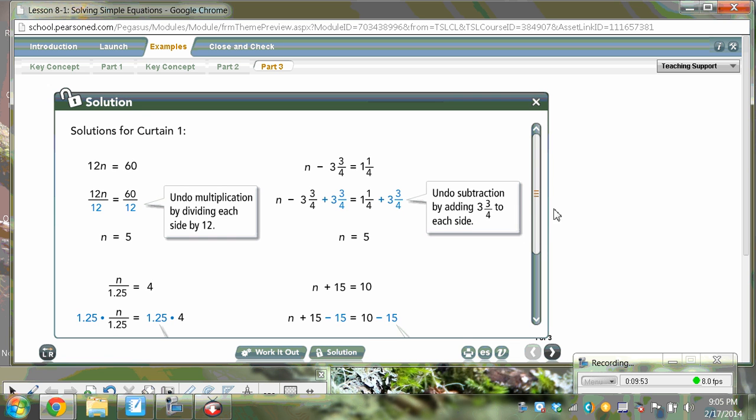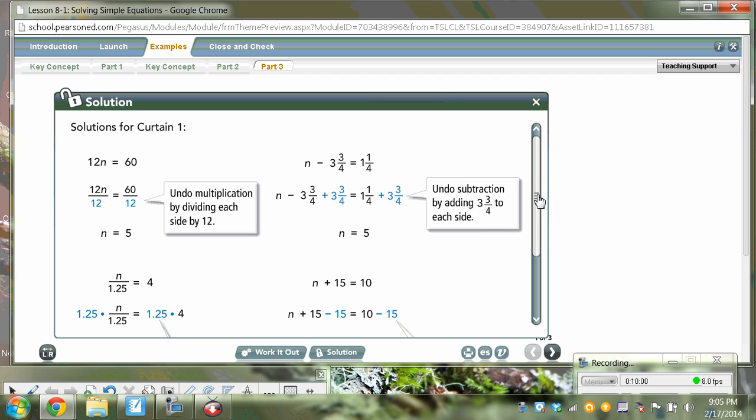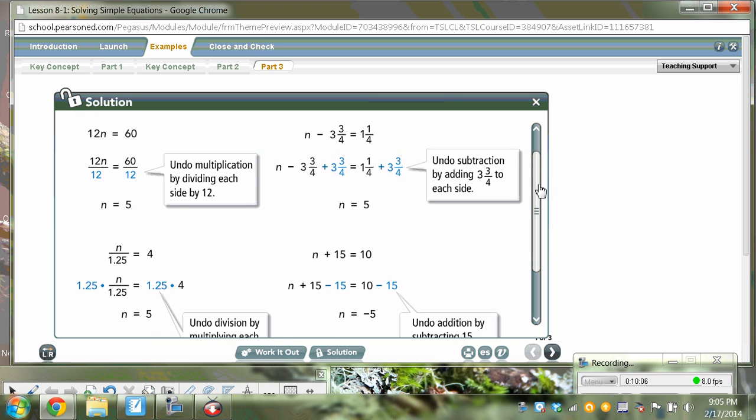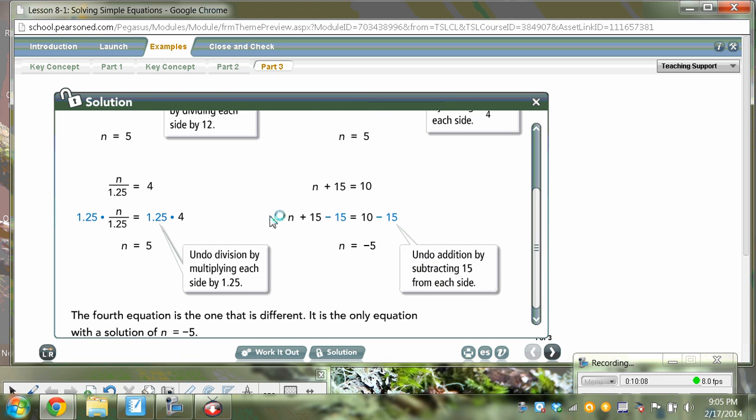Okay, so did you get n equals 5 for the first one? And the second one, double check to see, did you do the right things? Were you dividing by 12? Were you adding by 3 and 3/4 where you needed to? Let's go to the next, and we have n equals negative, I'm sorry, positive 5.